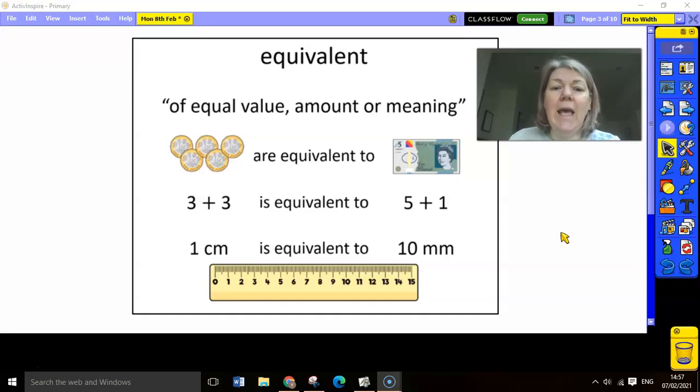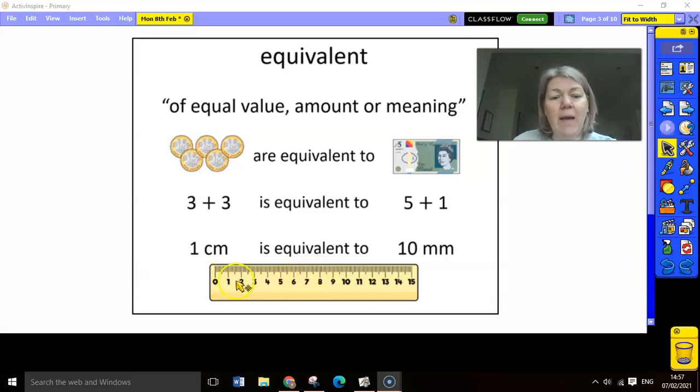I can see here in this first example that I've got 5 £1 coins, and they are equivalent to 1 £5 note. I can see that I've got a number sentence here, which is an addition one, which is 3 plus 3, and I know that's 6. And I know that that's equivalent to 5 plus 1, which is also 6. Equivalent means the same as.